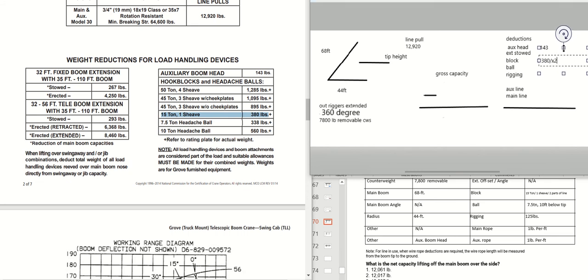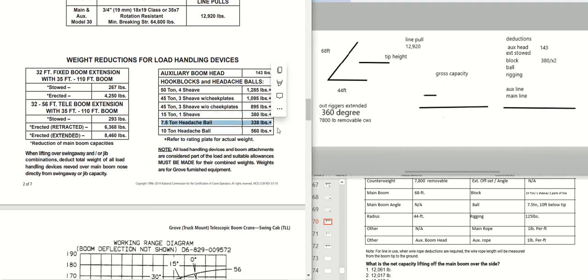Get this lined up right here so it's easier for both of us to see. Our next deduction is going to be our 7.5 ton ball, 10 foot below the tip. 7.5 ton headache ball. That's 338 pounds. 338. And then again, 10 below, because that lets me know that it's 10 foot below. That's automatically going to give me my line deduction for my ball. We know our auxiliary line deduction is 10 because that's 10 foot below the tip. So we're done with that.